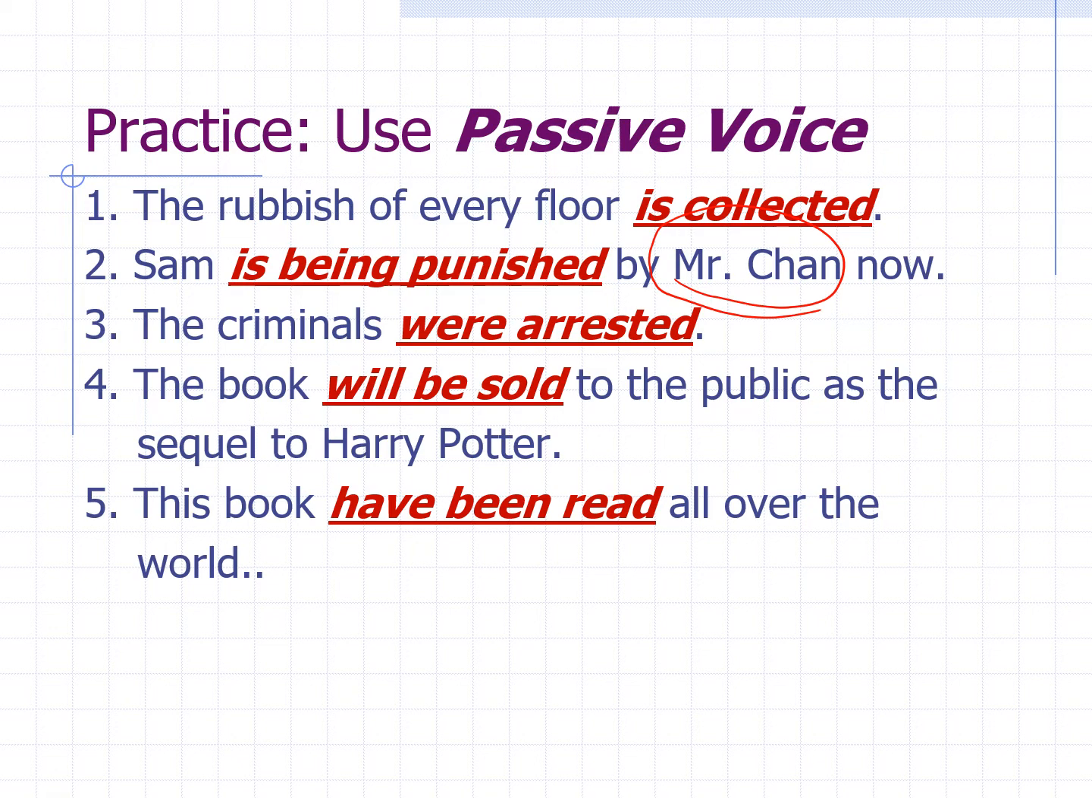Unlike number 3, where you see police is being omitted in the answer, because we all know that the criminals will be arrested by the police, so we don't really need to mention it. But Mr. Chen in number 2 is actually quite an important piece of information. So we will keep them if you see a name there. This is one thing that I want to remind you.